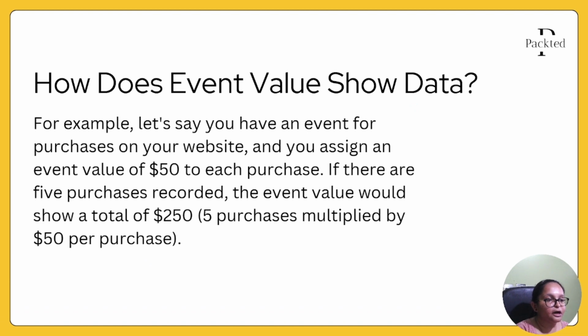Next we are looking at how event value shows data in the custom reports. Let's say you have an event for purchases on your website, and you assign an event value of $50 to each purchase. So one product is worth $50. If there are 5 purchases recorded for that particular event, the event value will show a total of $250. So if five people purchase that product, it will multiply 5 by the product value, which is 50 in this case. So it will show $250 in your custom report.